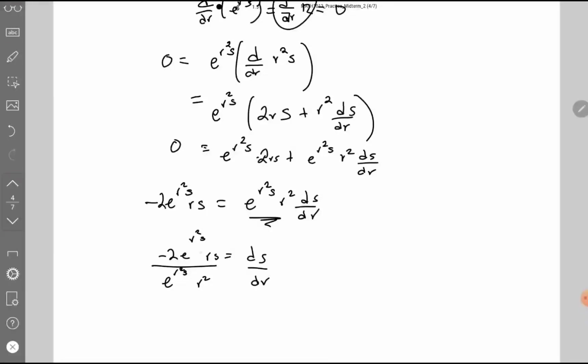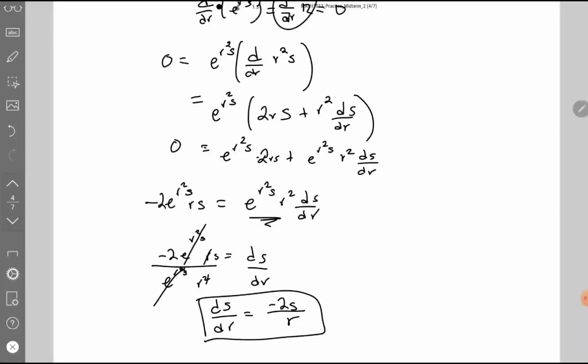We're almost done. Notice here I can do some cancellation. So this part cancels with this. This r cancels with this r. And so I get ds over dr is equal to minus 2s over r. And so that's what we end up getting. So notice how this is a lot easier than our original formula. All right. So let's keep going. Next question.